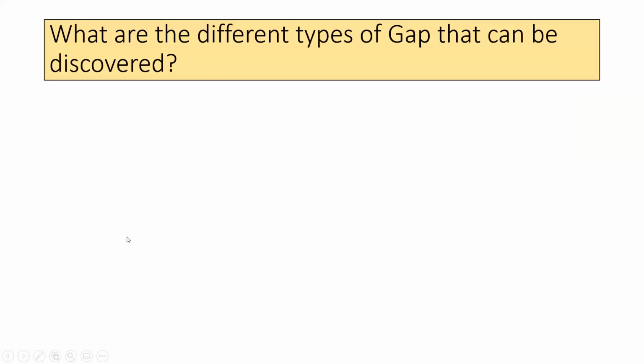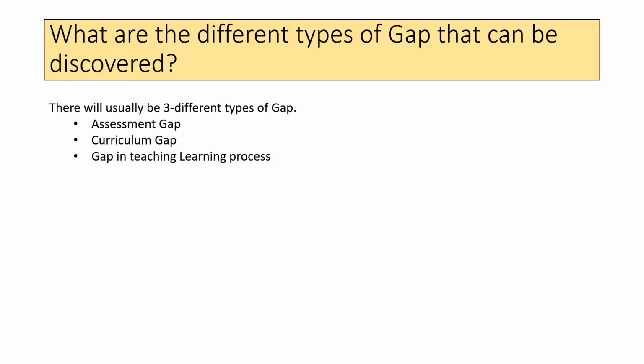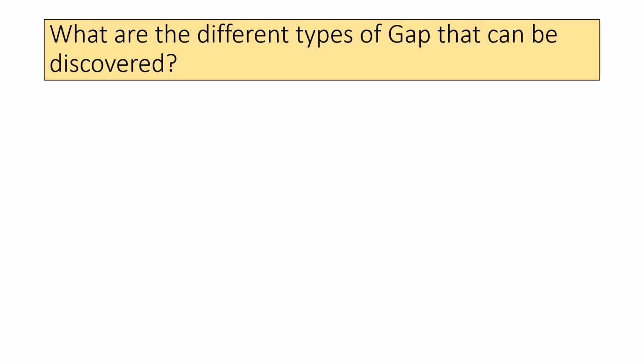So, what are the different types of gaps that can be discovered? Before we see how to identify the gaps, we should know what are the different gaps CO assessment is helpful in identifying. So the gaps can be of three types: one, assessment gap; two, curriculum gap; or three, gap in the teaching learning process.